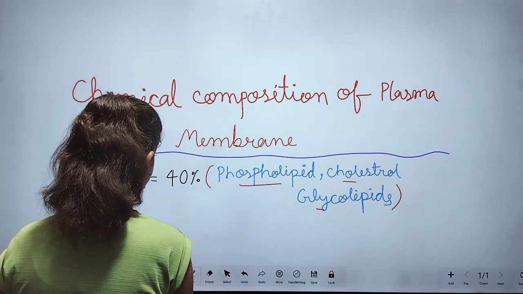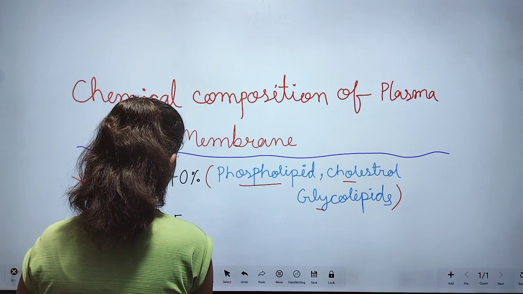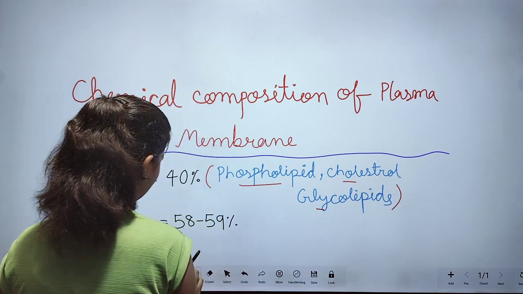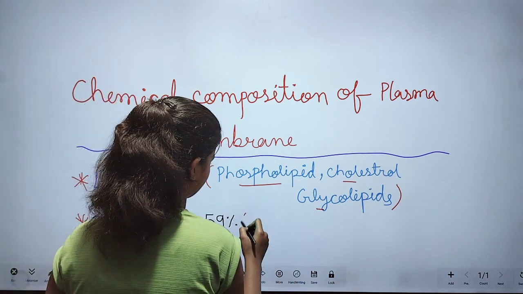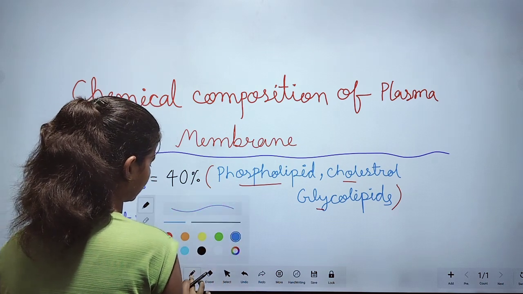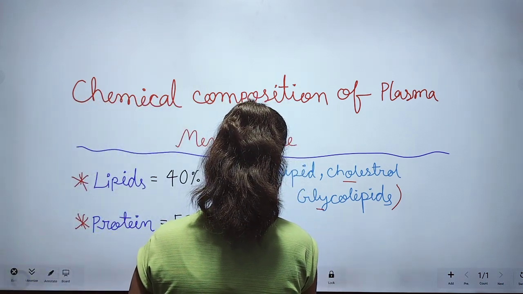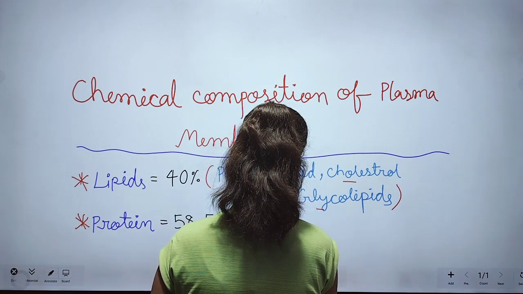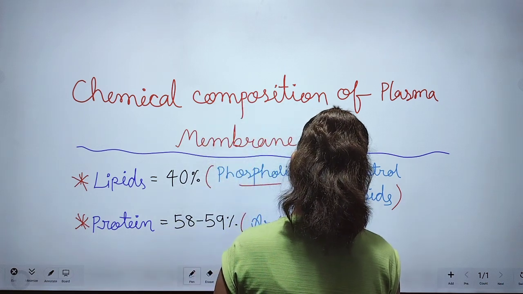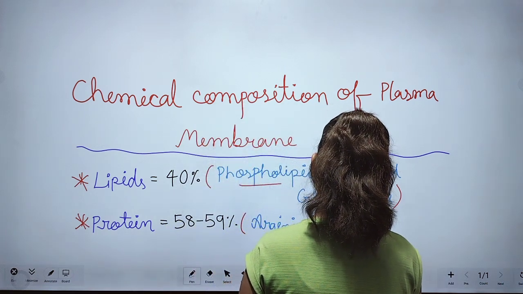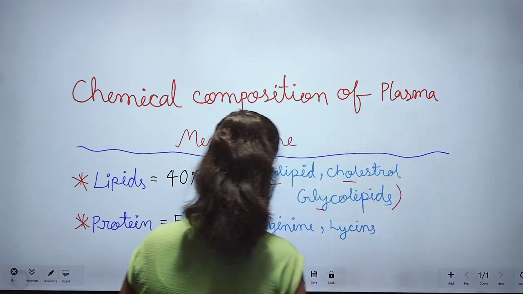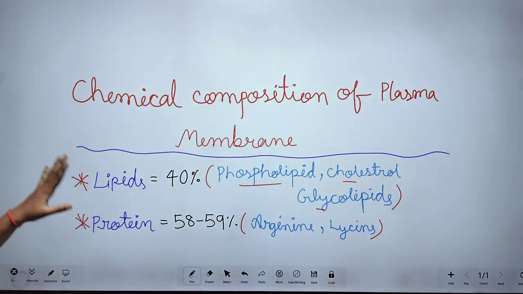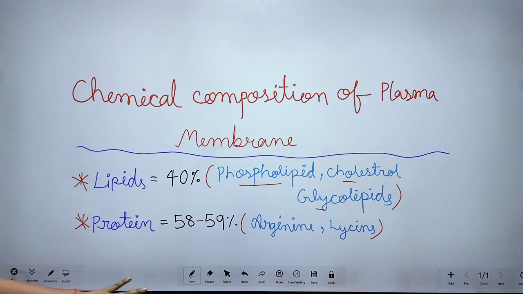Okay, 58 to 59% proteins are present in plasma membrane. Okay, so the forms of protein here are arginine, or you can say lysine. These are the forms of proteins that are present in plasma membrane.